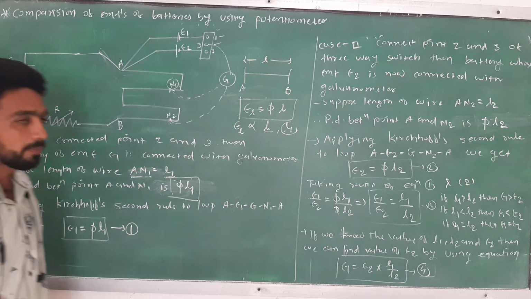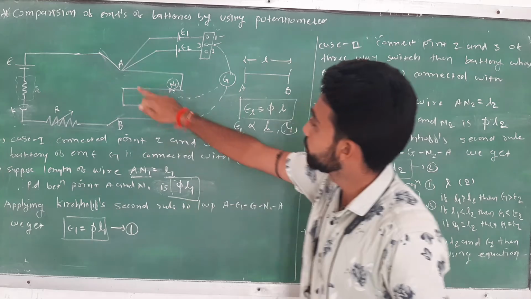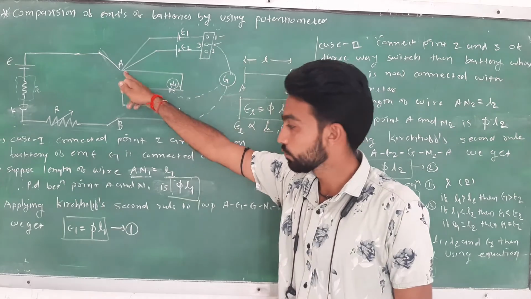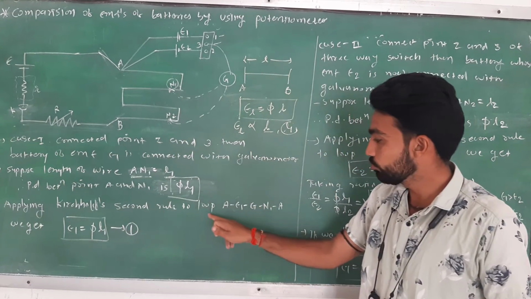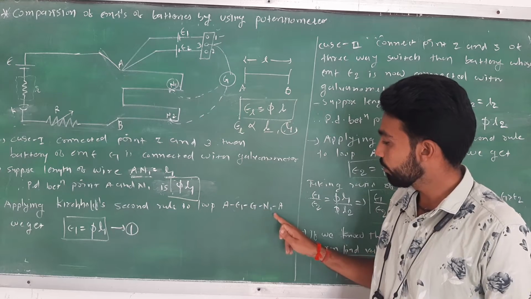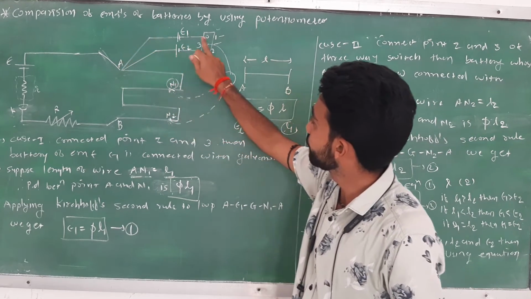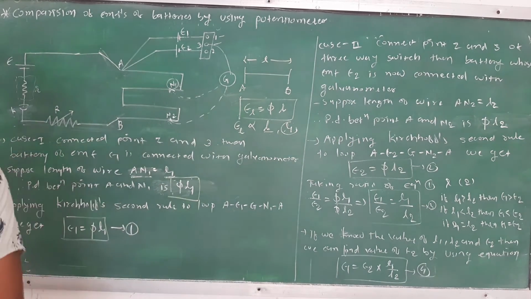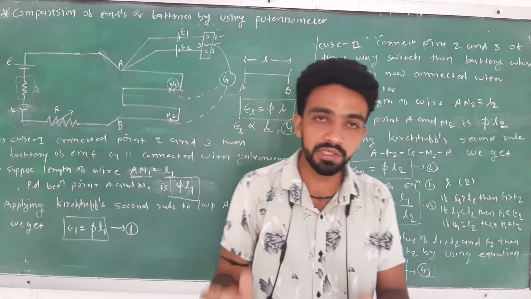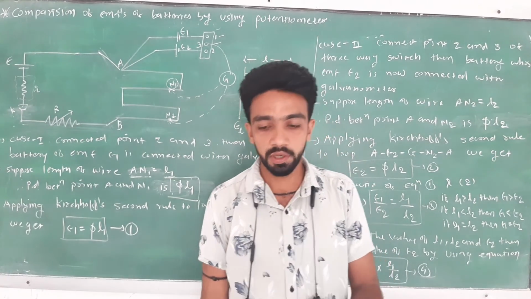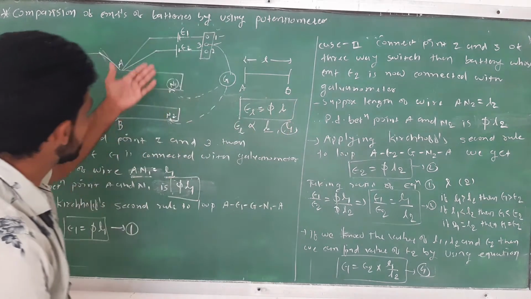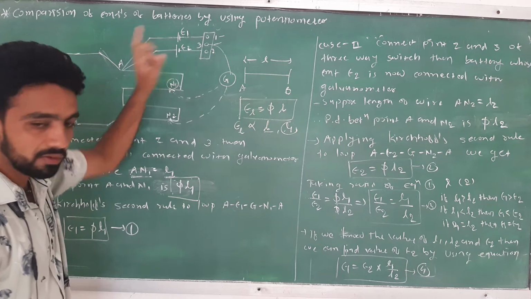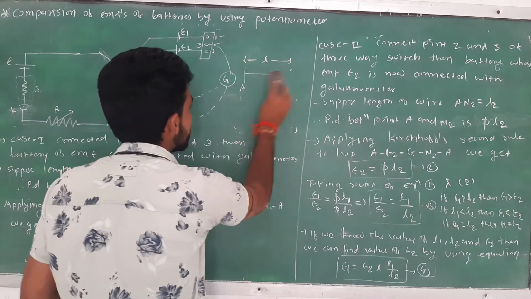So now you can apply Kirchhoff's second law to the loop A, epsilon 1, G, N1 and A. Now what is Kirchhoff's second rule? It says the summation of potential differences across the resistors is equivalent to the summation of EMF of all batteries. So here you can see only one battery is connected in this loop, and its EMF is epsilon 1. So you can write like this.